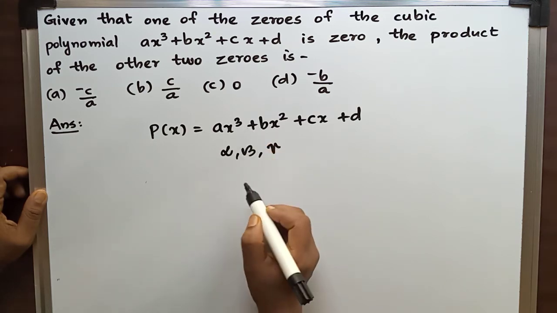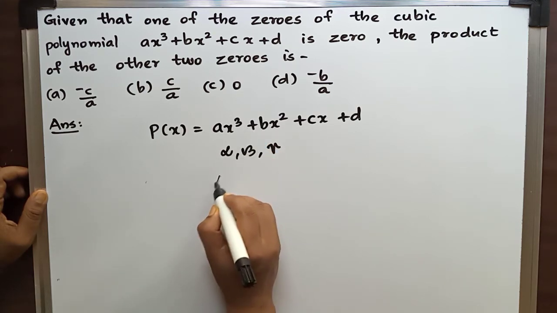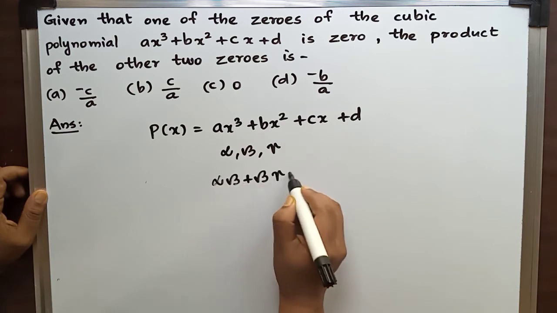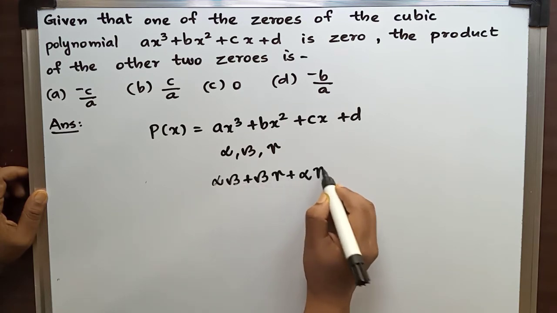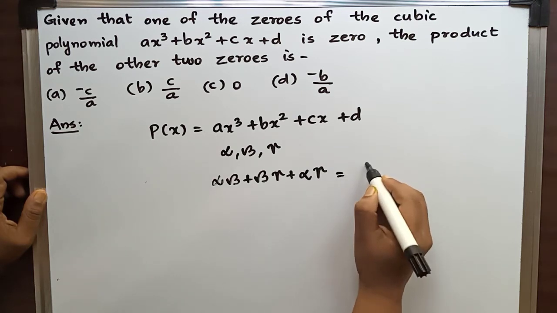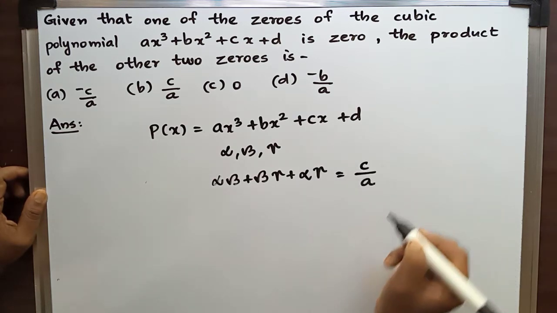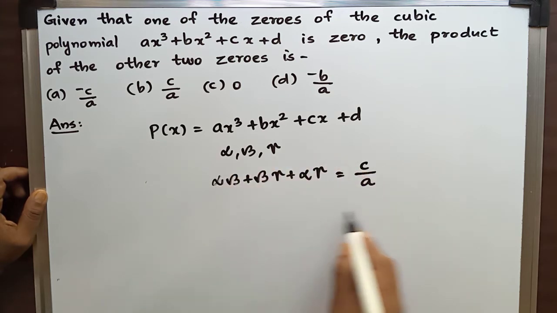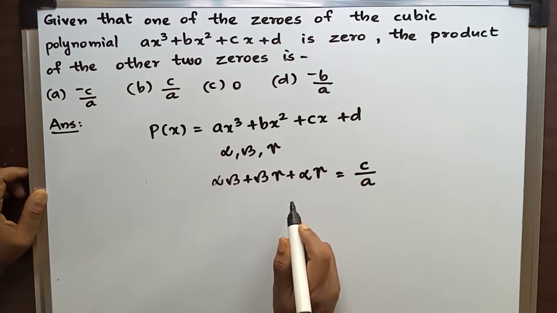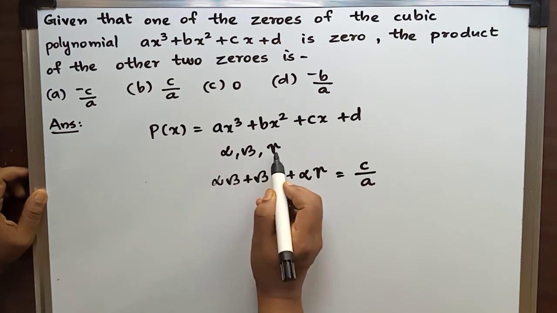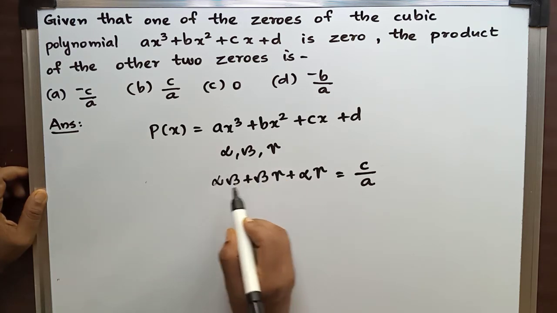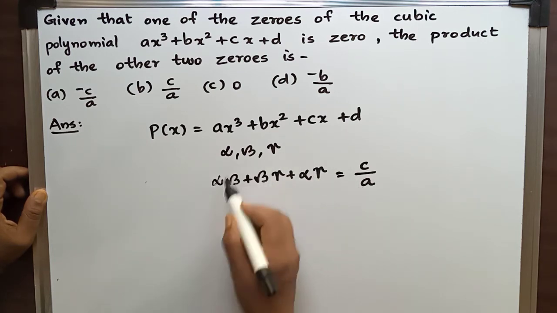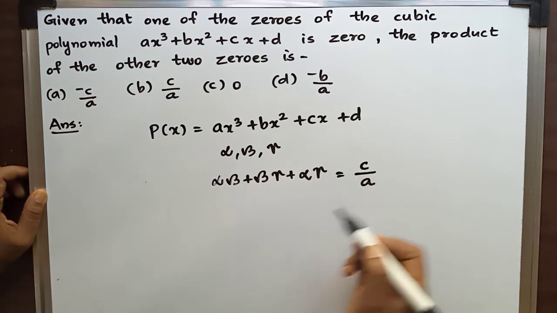And for a cubic polynomial, we have learned this equation, alpha beta plus beta gamma plus alpha gamma is equal to C by A, right? This thing we have already discussed in the important points video. So if alpha, beta, gamma are the zeros of the polynomial, then alpha beta plus beta gamma plus alpha gamma, this sum is C by A.